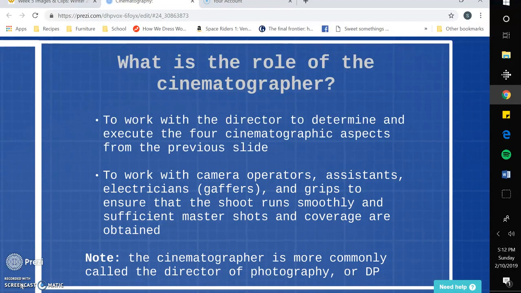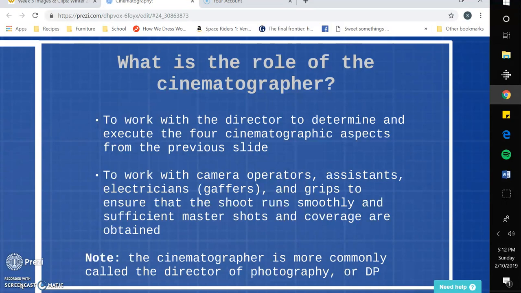If we're talking about the basics of cinematography, we also have to talk about the basics of what the cinematographer is doing. Cinematographer is more commonly referred to now as the director of photography, which is often shortened to DP. So you'll hear me use the phrase DP in class. And if I say DP, I'm referring to director of photography, sometimes also still referred to as a cinematographer.